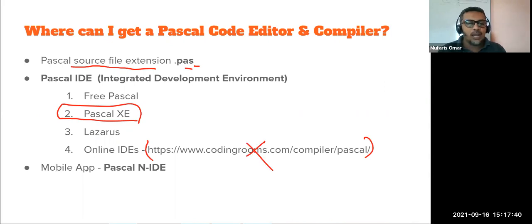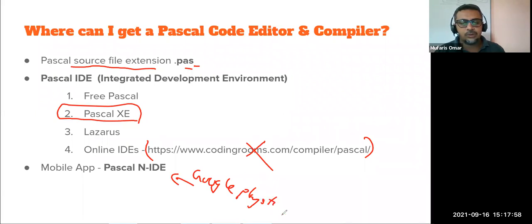Then if you're using a mobile app, write down Pascal N-IDE. You have to download this. You can find this in the Google Play Store. I don't have any idea about the Apple Play Store, so you can check the Apple Store. I didn't check that, but I installed from the Google Play Store.